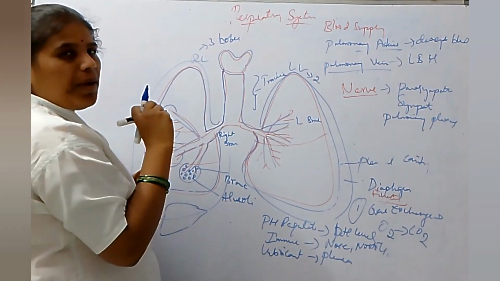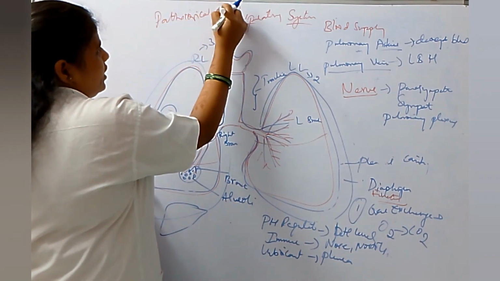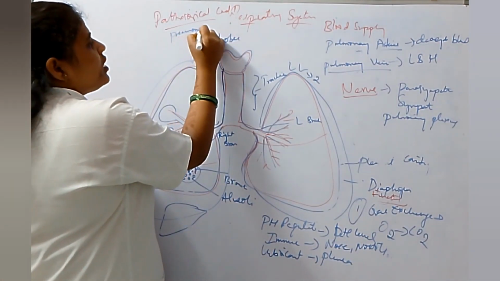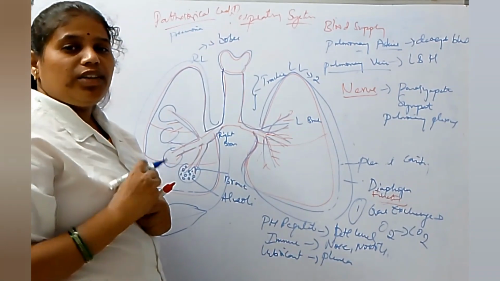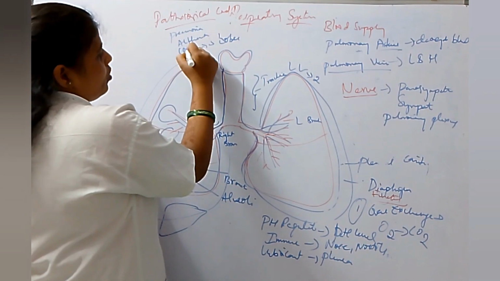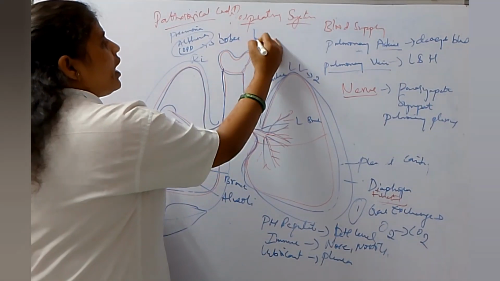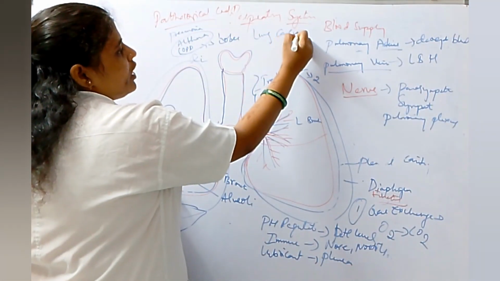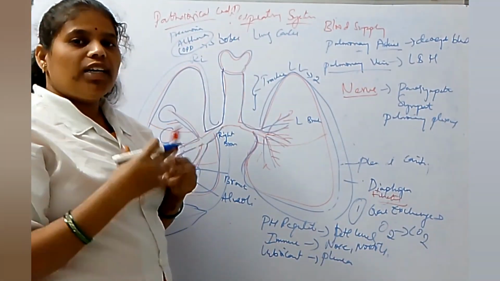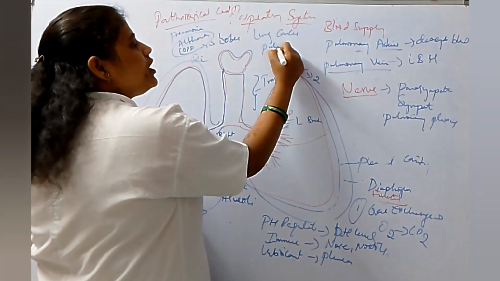And we have some pathological conditions, which include pneumonia. Pneumonia is an acute condition which causes infection of the lungs. Then asthma and COPD. These are chronic diseases which cause inflammation of the lung tissues. And we have lung cancer, where due to carcinogenic activity the inflammation of the lung increases and it leads to cancer.